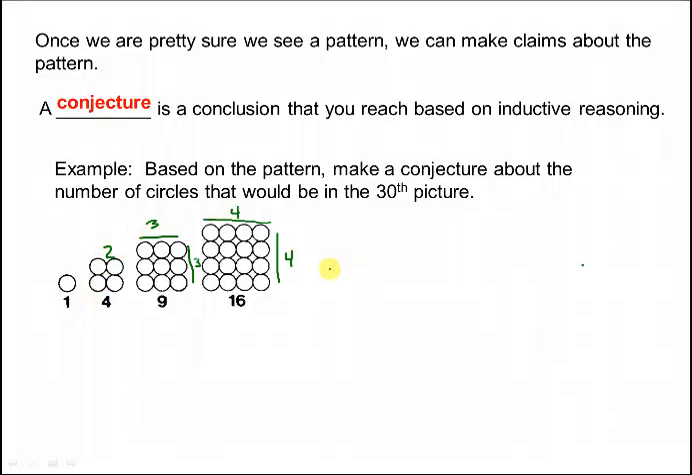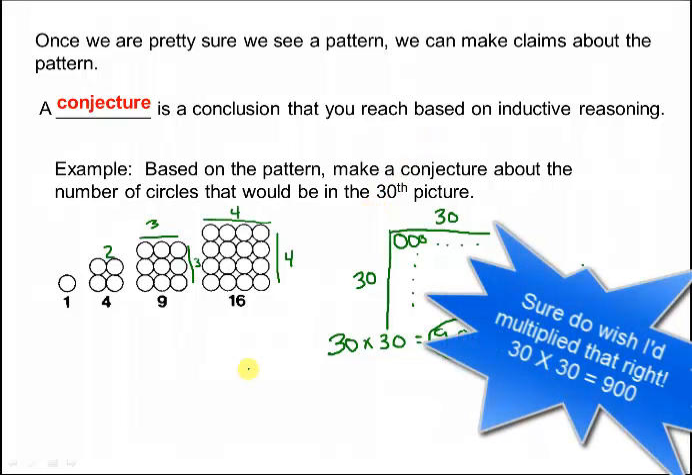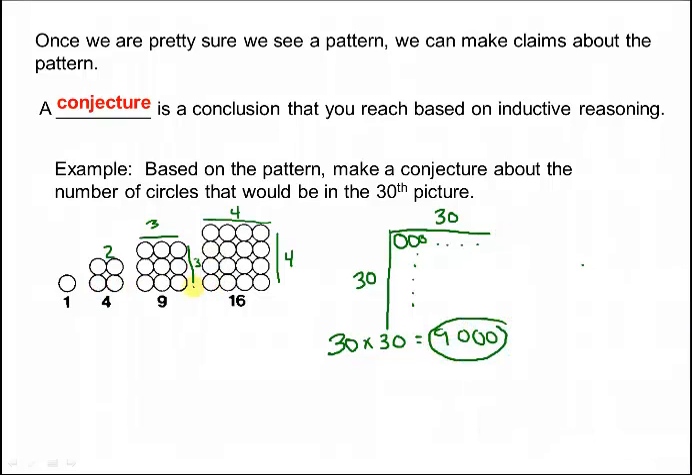So how many would be in the 30th picture? Well, I'm going to conjecture that widthwise it would be 30, and lengthwise it would be 30 also. So I would guess that the circles, filling this up in all those directions, would be just like these others: 30 by 30, 30 times 30, or 30 squared. And that's going to be 900. So my conjecture is that there would be 900 circles in the 30th picture. So the inductive reasoning that we did here was to look at several examples, look at them closely, see what kind of a pattern we could see, and then extend that pattern out to the 30th example.